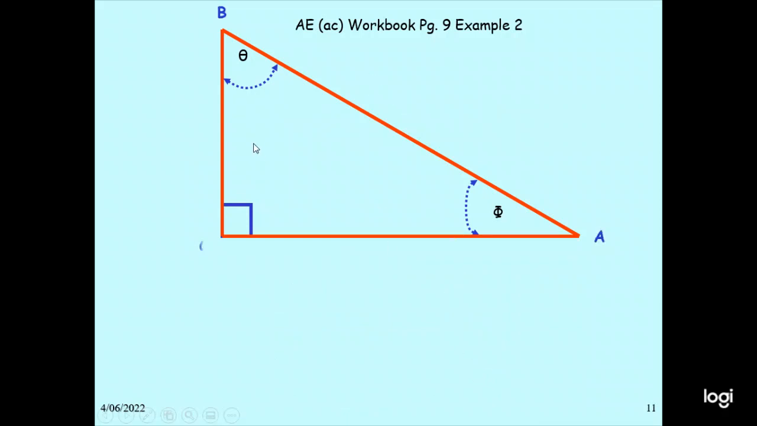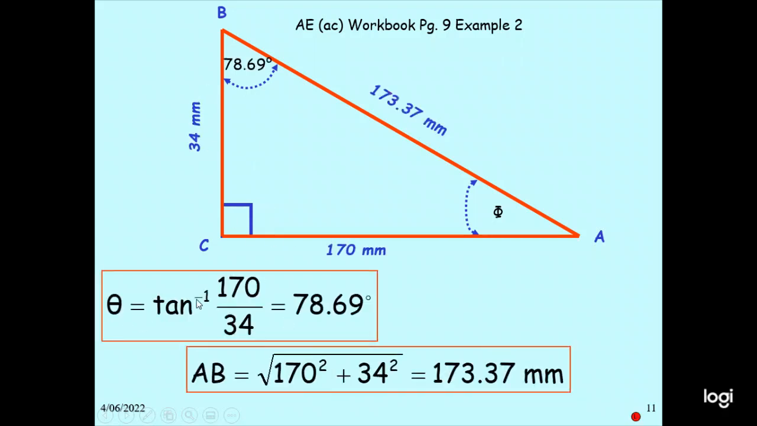Hypotenuse is 100 centimeter, 34 millimeter. Theta tangent is about 120 by 70.34. You get the centimeter by 69 degree. AB is the square root of 120.70 square plus 34 square, 173.37 millimeter.